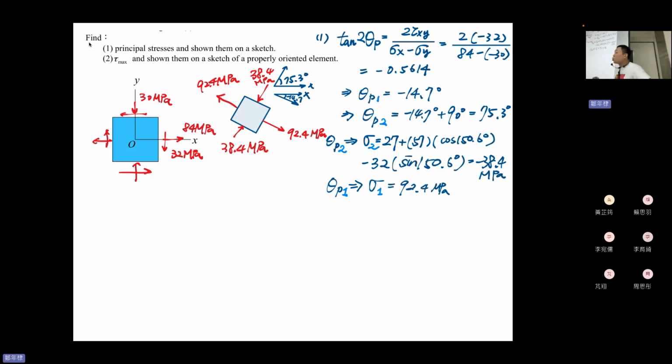Finished? Finished. Do we have shear stress when the principal stress occurs? No. So we don't need to bother to determine the shear. So shear stress will equal 0 when principal stress occurs. So no shear stress.